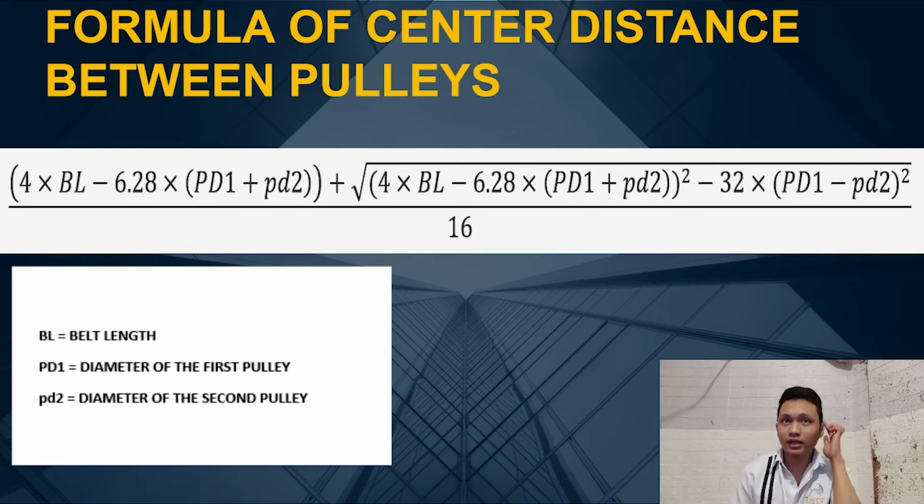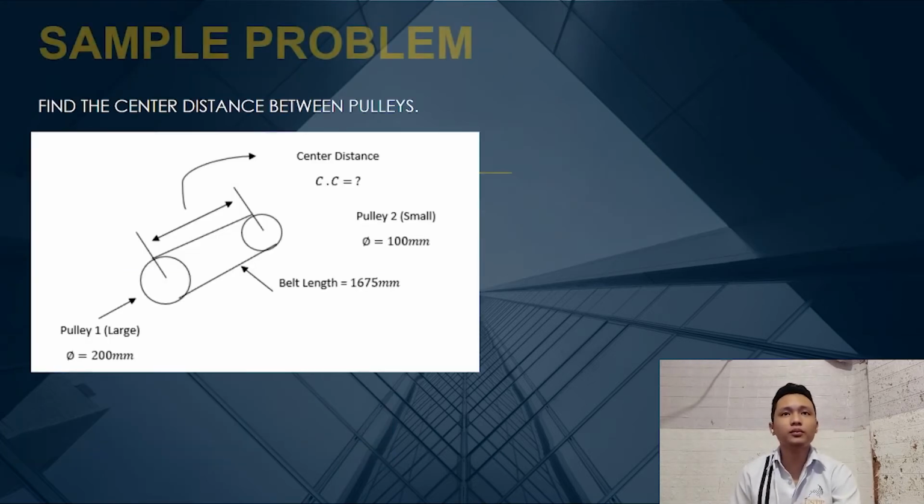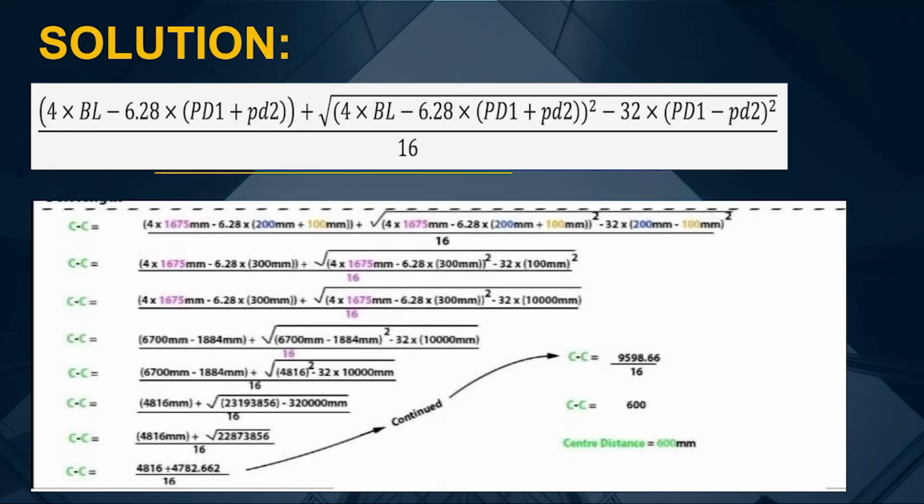So let us move on to the next formula. Let us move on to the sample problem. Find the center distance between pulleys. So the given is the diameter of the first pulley and the second pulley, and the belt length. So we will have to use the formula that I have introduced.